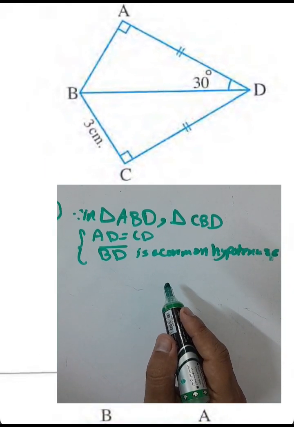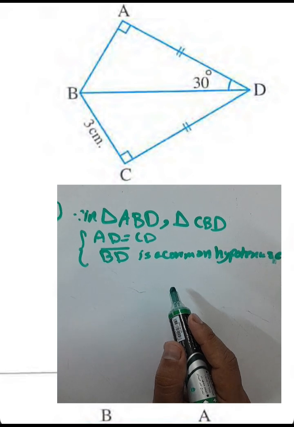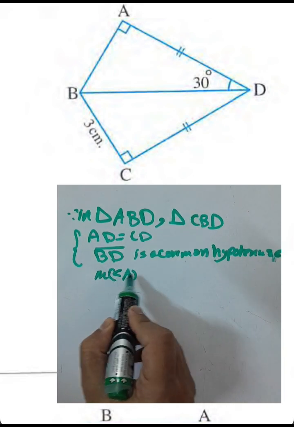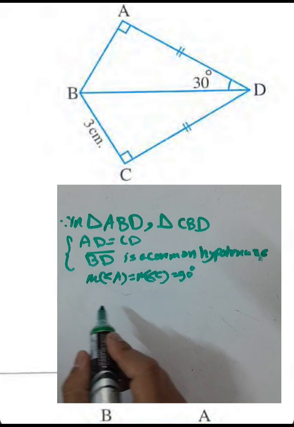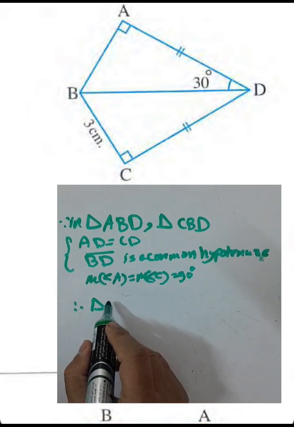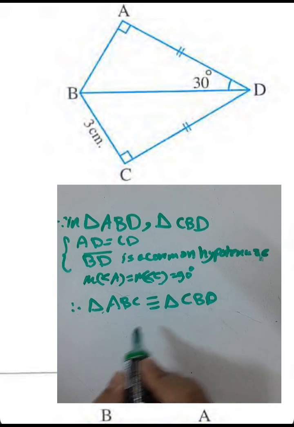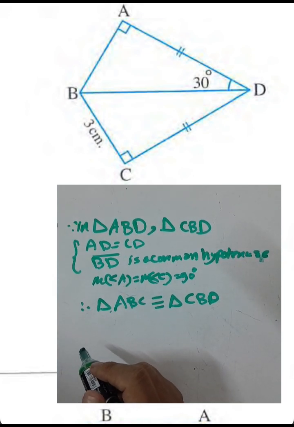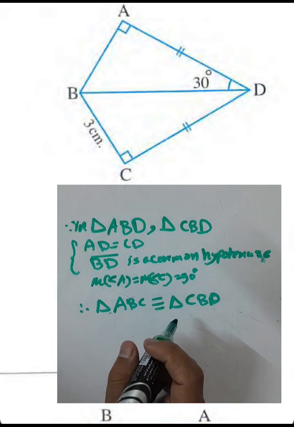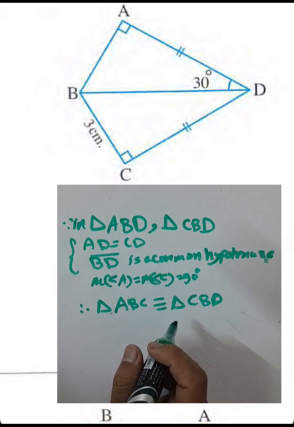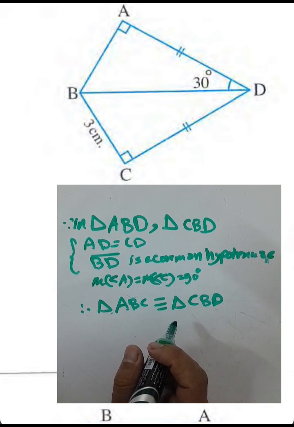Okay, and again, ED was equal to CD, and he gives us that the measure of angle E equals the measure of angle C equals 90 degrees. We have right angle triangles. Then the first triangle EBD will be congruent to the next triangle CBD. These two triangles are congruent, so we can prove it, and we can find that the measure of angle ABD will be equal to the measure of angle CBD.